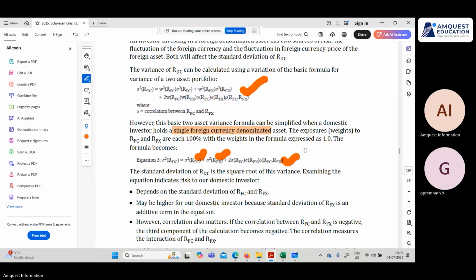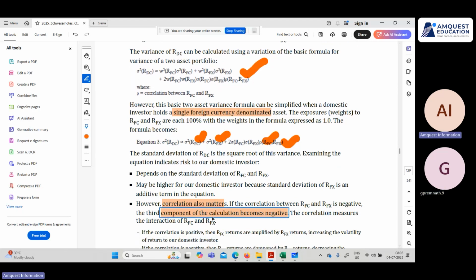Then it says, obviously, it depends on the sigma, and it says correlation also matters, something that we discussed already. If the correlation between RFC and RFX is negative, the third component of the calculation becomes negative. This becomes -2, because I'm just looking at this factor as -1 multiplied by 2. The correlation measures the interaction between these two.